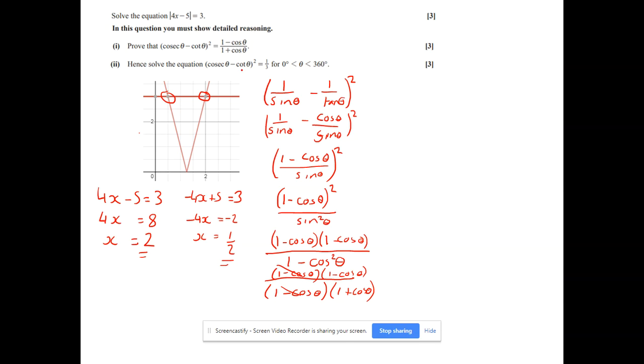Hence solve the equation. Now, when it's saying hence solve, if you didn't get the answer, you would be looking at writing your answer like this, because this bit looks a bit messy. We're going to write it like this. So it equals 1/3. So we're looking at 1 minus cos theta, and I am going to bring my 3 up there, and the other line I'm going to multiply up by the 1 plus cos theta.